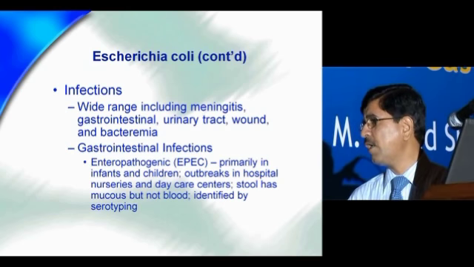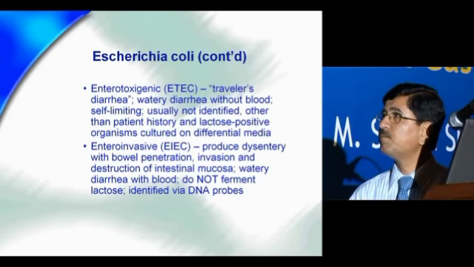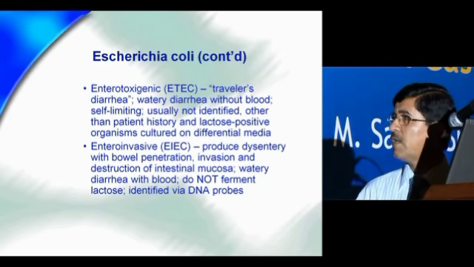Enterotoxigenic E. coli are involved in traveler's diarrhea. It's watery diarrhea without blood, usually self-limiting. Usually the organism is not found other than by patient history, and a lactose positive organism may be seen.